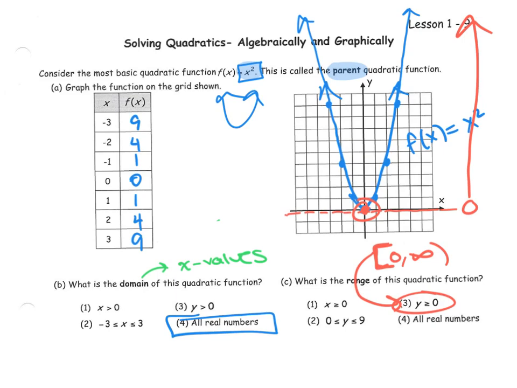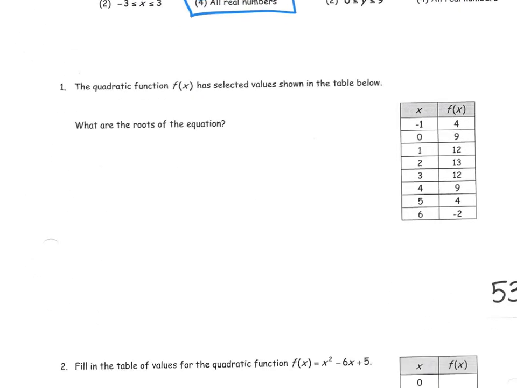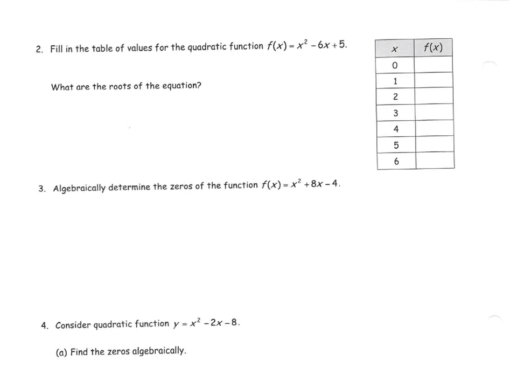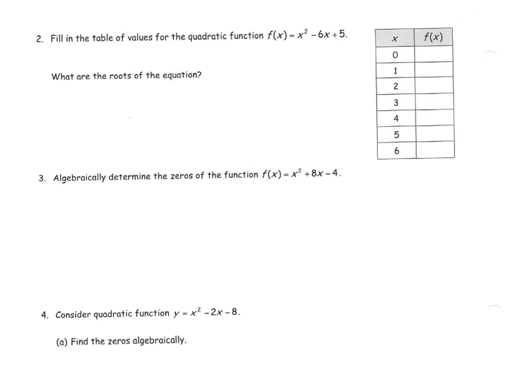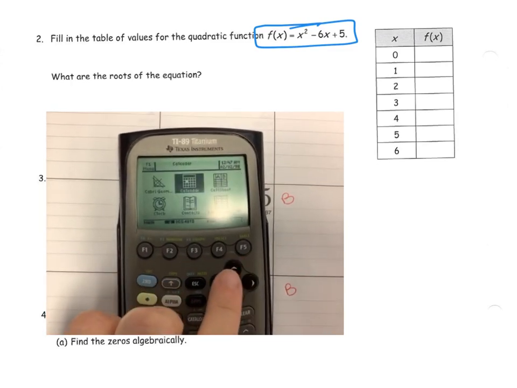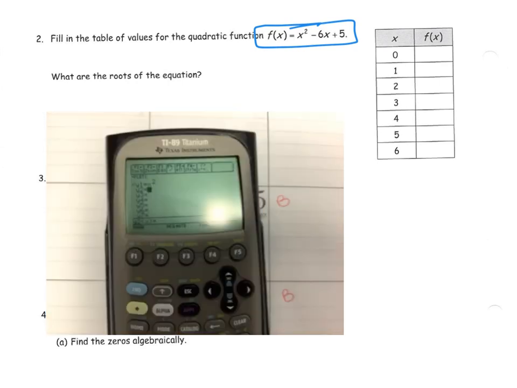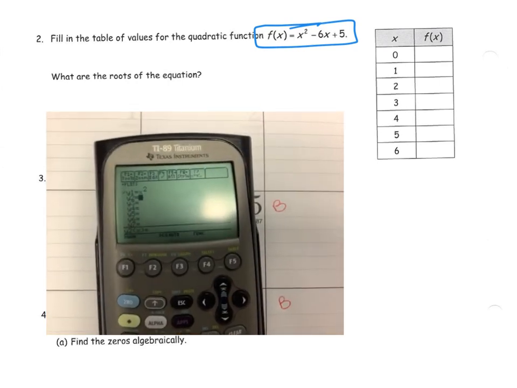All right, let's keep going. Let's take a look at now being on page 54. So let's take a look at the top. All right, so I want to find the table of values for the quadratic function. So again, I'm just going to come over to my calculator and type this into y equals. All right, so here we are back to this applications window, and I want to go to diamond F1. We're going to type in that equation.